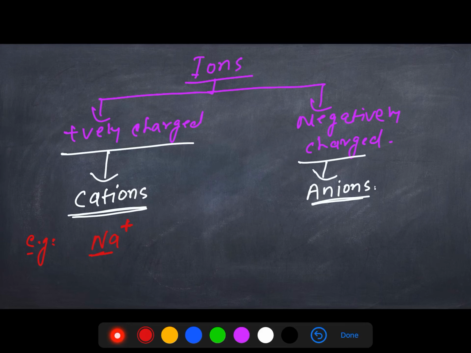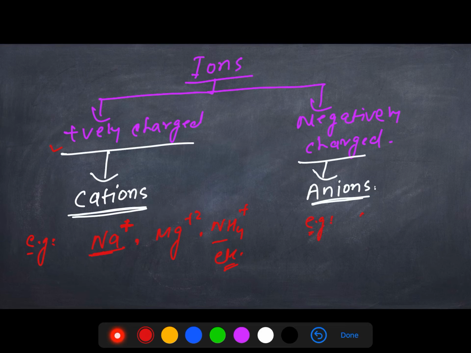If you have to take an example, Na+. Sodium is carrying a positive charge over it. Remember, the positive charge will always be written on the upper right-hand side. So sodium carries some charge, which means this is a charged species, an ion. Since it carries a positive charge, it's a cation. Mg2+ is a cation. NH4+ is a cation.